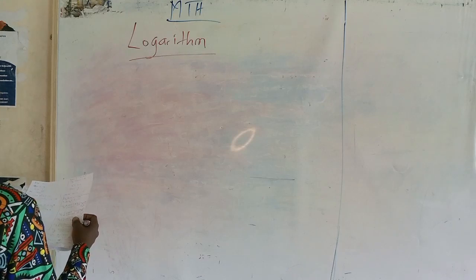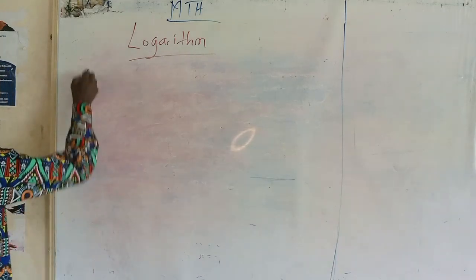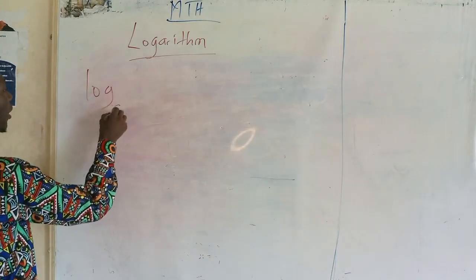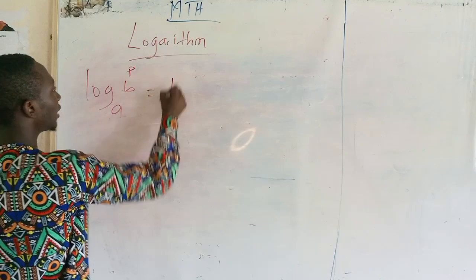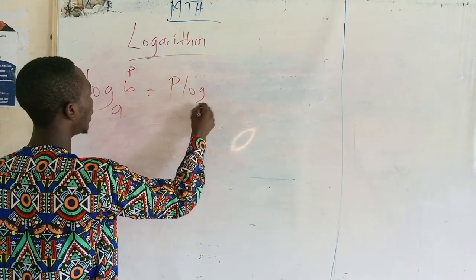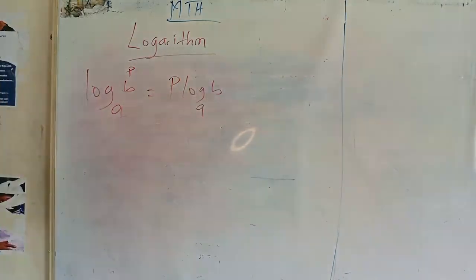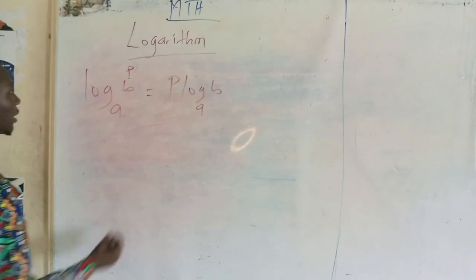But before solving some questions under logarithm, there's another law. If you have log B base A and the power of B is P, it can be written as P log A B. You just bring the power to the front, which means multiplying the log. So it is like this.